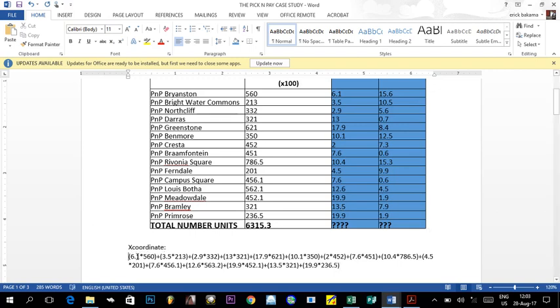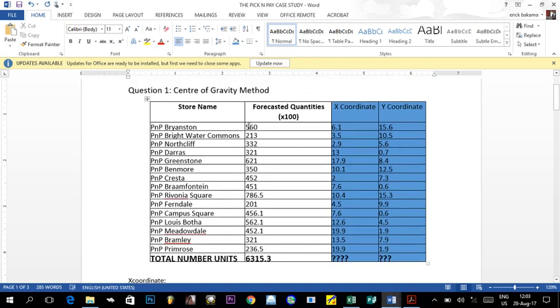This is how we found the x coordinate of these values here. Then we divide everything, as I said, by this total demand of 6,315.3. In short, how you find this value, as I explained before, is by taking the total demand here, adding all these values, and after doing so you're going to get this value here.